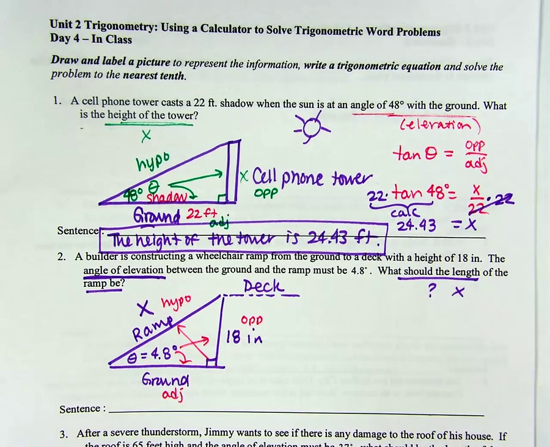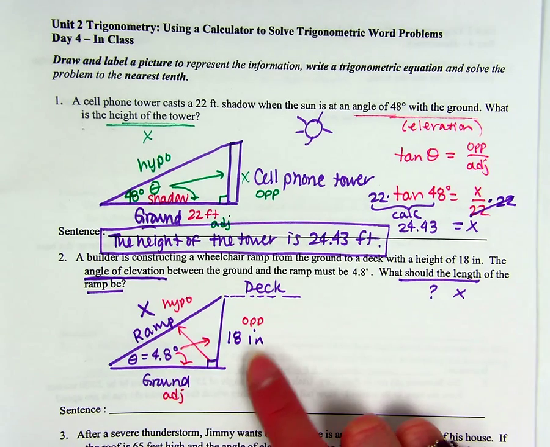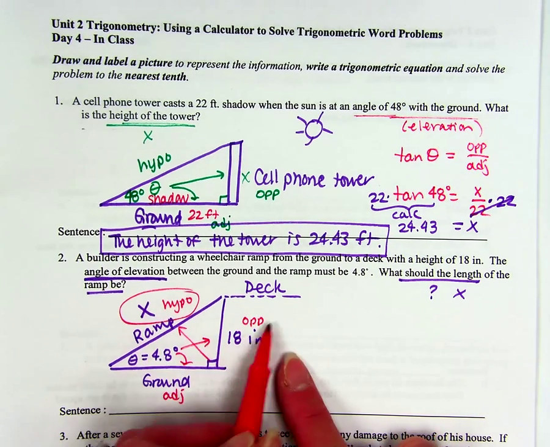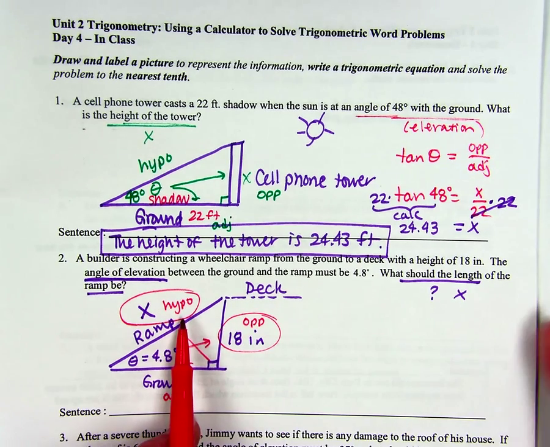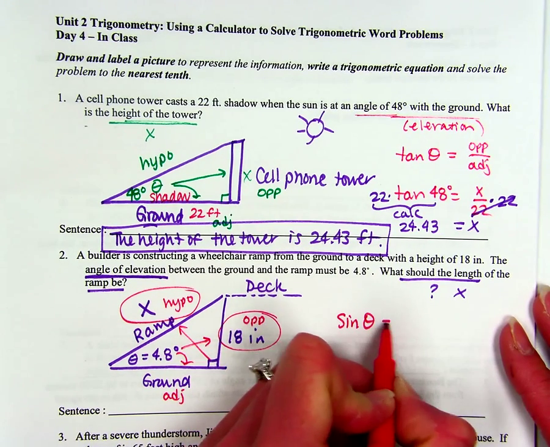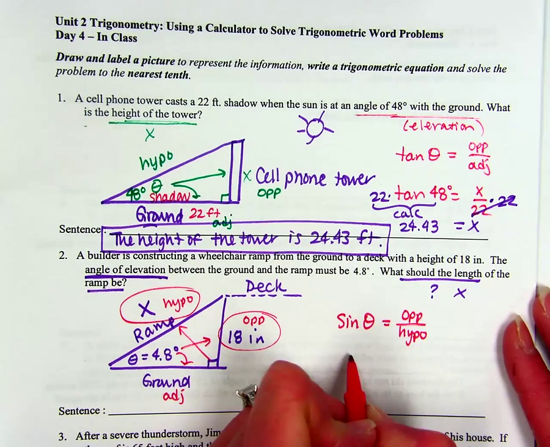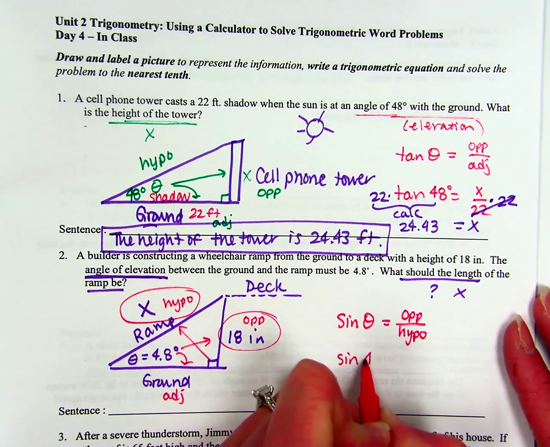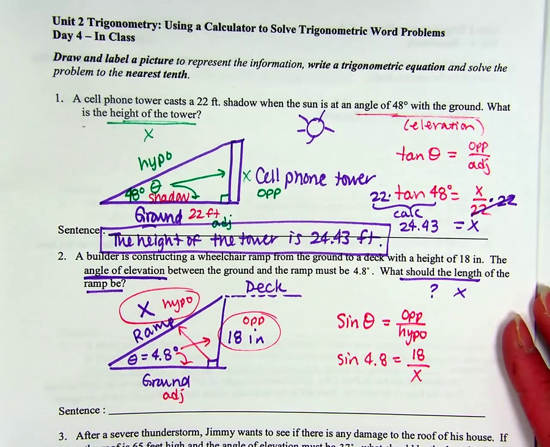All right, for step 3, when I want to set up my equation with SO, CA, or TOA, I need to look at the ones that have actual values. So I have an x and an 18. I've got opposite and hypotenuse. So think of SO, CA, TOA. What has O and H in it? That's sine. Sine of theta is equal to opposite over hypotenuse. Okay, so we have sine of 4.8 is equal to 18 over x.